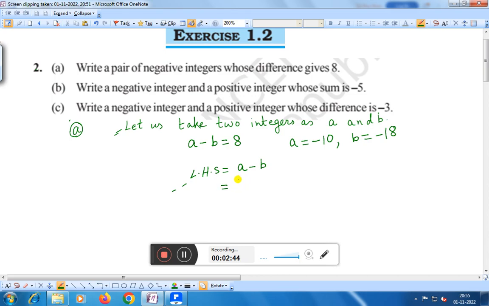Therefore, the value of A is minus 10, minus of B is minus 18. Therefore, we are getting minus 10, and minus into minus is plus 18. Minus 10 plus 18 gives us plus 8, which is equal to the right hand side, RHS. Right?